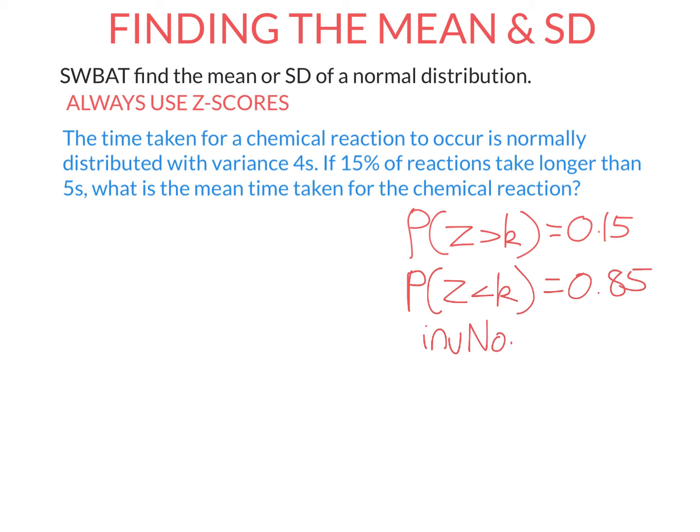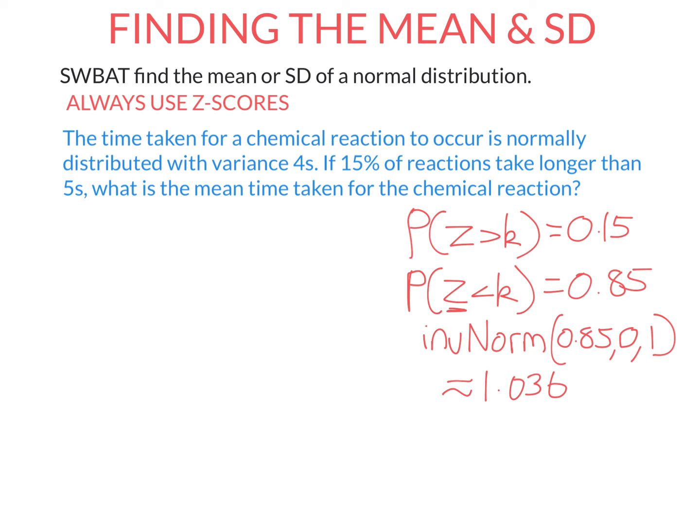Remember, you go second, vase, and the third option. I want 85% of scores lower than it. And because it's a z-score, the Z distribution, the mean of the standard normal distribution is 0 and the standard deviation is 1. Putting that on our calculator, we get about 1.036. So if 15% of scores are longer than 5 seconds, that means that 5 seconds is 1.036 standard deviations above the mean.